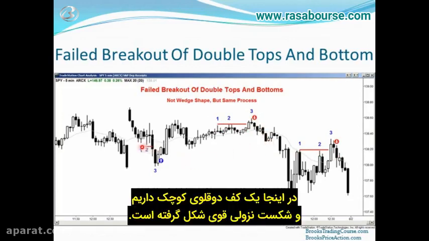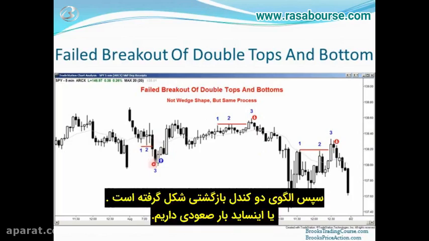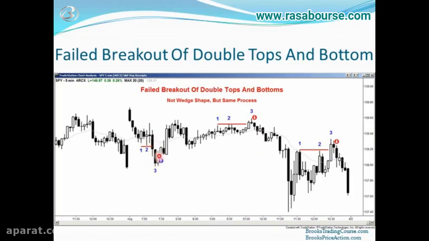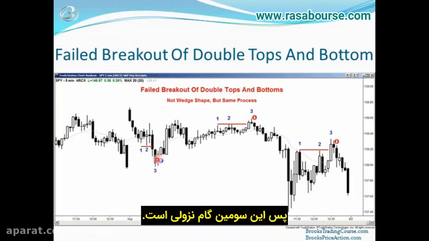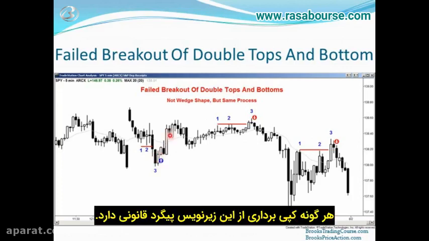A double bottom, a small double bottom, a strong bear breakout, a 2-bar reversal, or a bull inside bar. You can call it either one. So the third push down here and a reversal up.